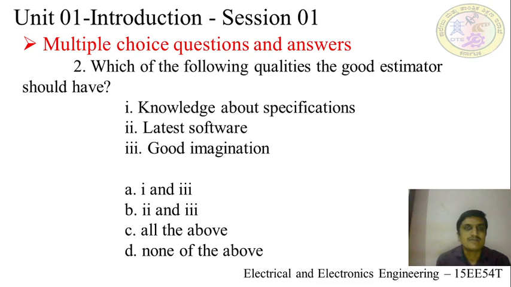Next, multiple choice questions and answers. Question number 2. Which of the following qualities should the good estimator have? First one, he should have knowledge about specifications. Second, knowledge about latest softwares. Third, he should have good imagination. The questions are on the basis of what we have discussed in the class. Now the options are A 1 and 3, B 2 and 3, C all the above, D none of the above.